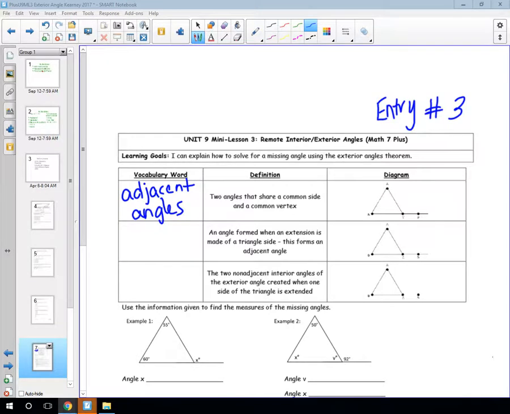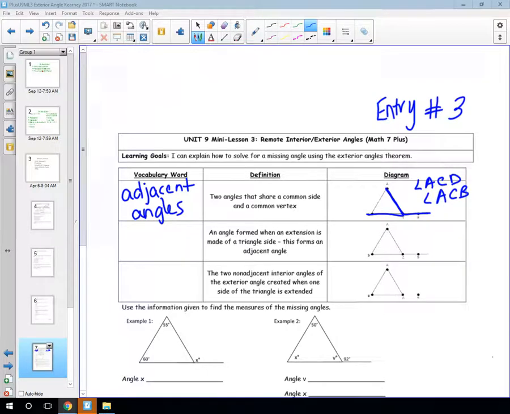Okay, so two angles that share a common side and a common vertex. For example, we have angle ACD, and we also have angle ACB. Those two angles are adjacent to one another. They're beside each other and they share a common side and a common vertex.